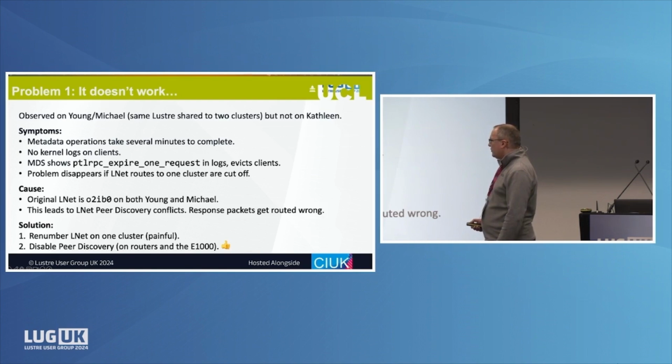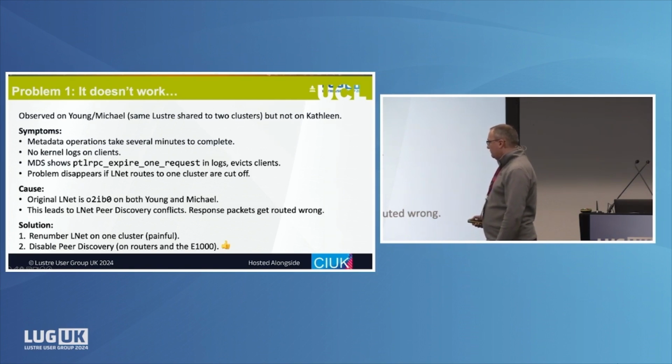On the metadata servers, we saw some kernel logs and also some client evictions. Since everything seemed to work nicely on Kathleen but not on Young and Michael, where the major difference is that we have a more complex routing setup, the first thing we tried was to cut off the LNet routing, or restrict the LNet routing to just one of the clusters. Once we did that, the problem disappeared.